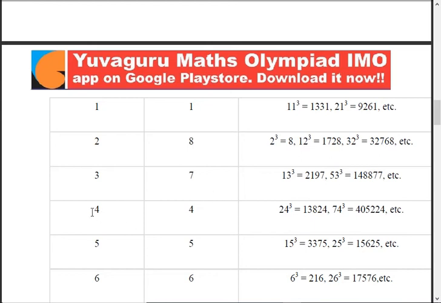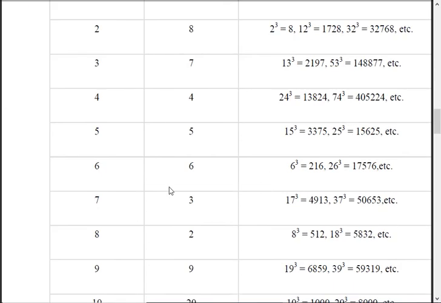53 cube is 148877. If 4 is at the end, it will have 4 at the end. 24 cube is 13824. Now it's simple. 5, then 5. 6, then 6 at the end. If it has 7, see this, these are reverse. If it has 3, then 7 at the end. If it has 7, then 3 at the end. Okay. So 17 cube is 4913. If it has 8, then it will have 2 at the end. See this, reverse. 12 cube is 1728. Okay. So 8 cube is 512, ending with 2.